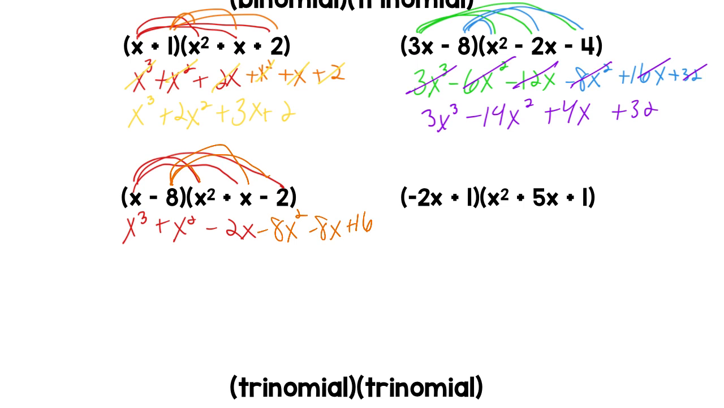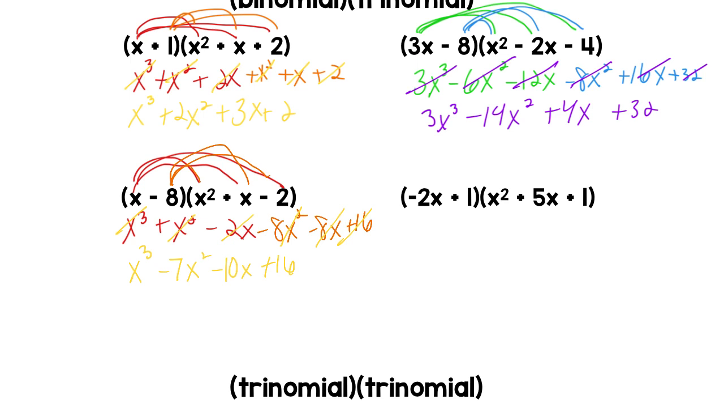Combine like terms. Only one x cubed. 1x squared minus 8x squared is minus 7x squared. Negative 2x minus 8x is minus 10x plus 16.